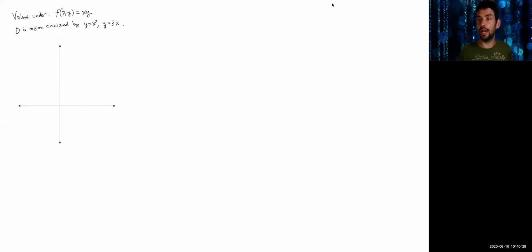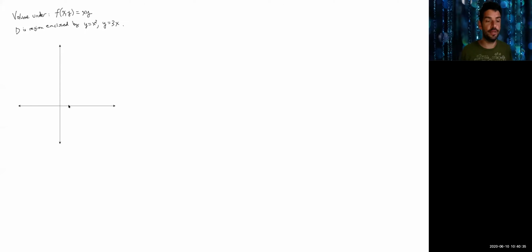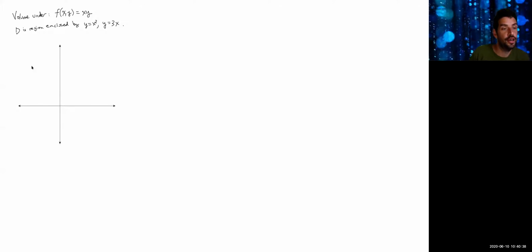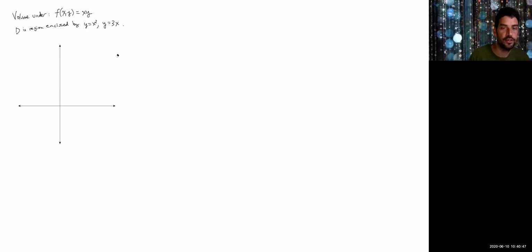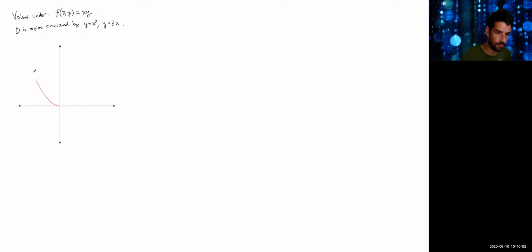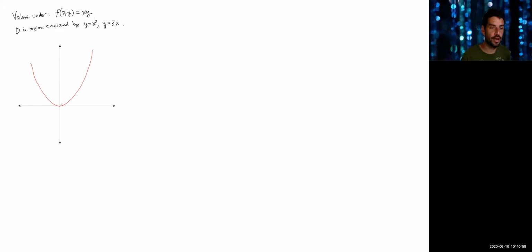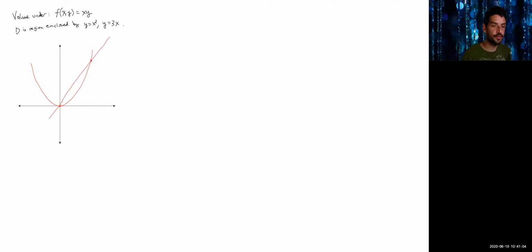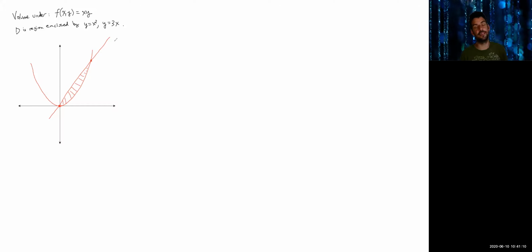So I usually start by trying to get a picture of the region, right? So I've got the xy plane here. I just want to sketch graphs of the functions. So we know y equals x squared. Let's do that again. So y equals x squared. Should look something like this. And then y equals 3x is going to be a line with a relatively steep slope. And so the region enclosed should be this little slice here.